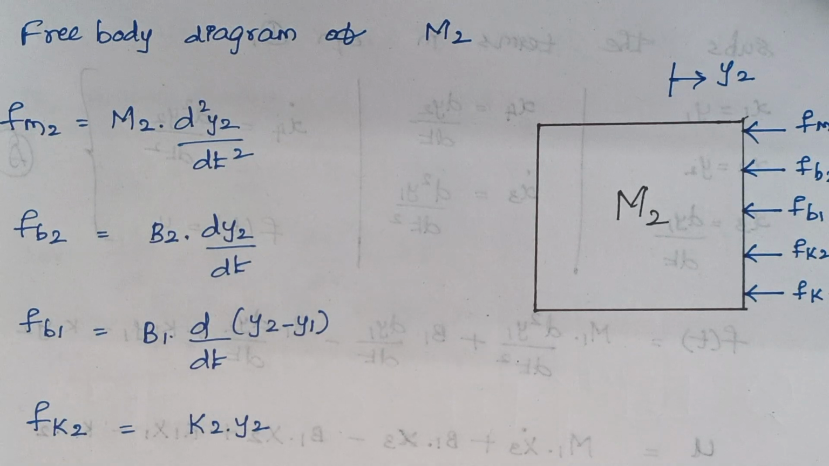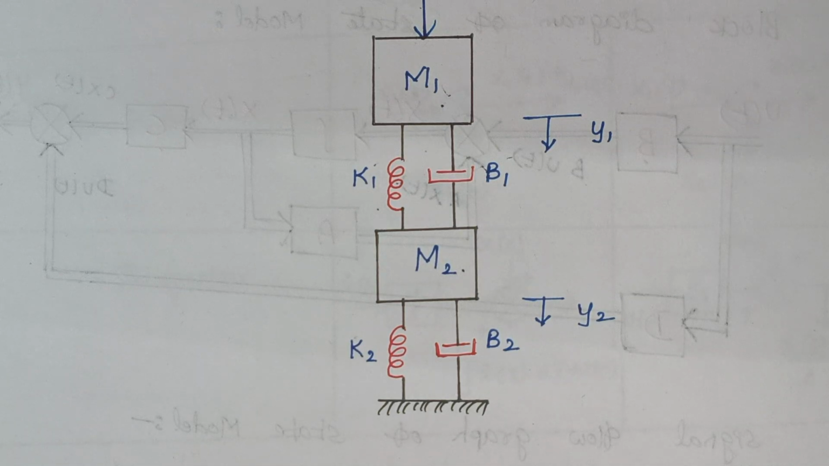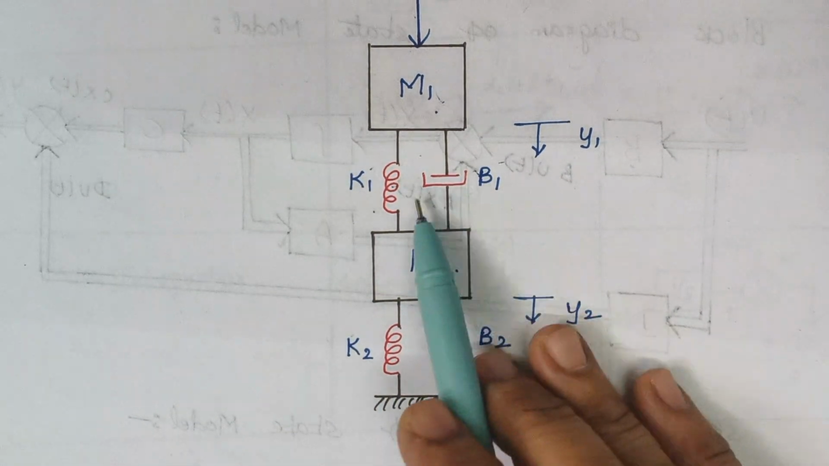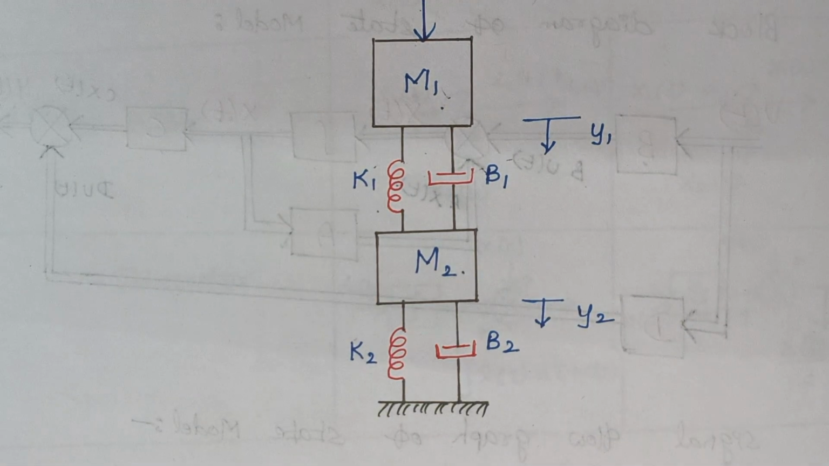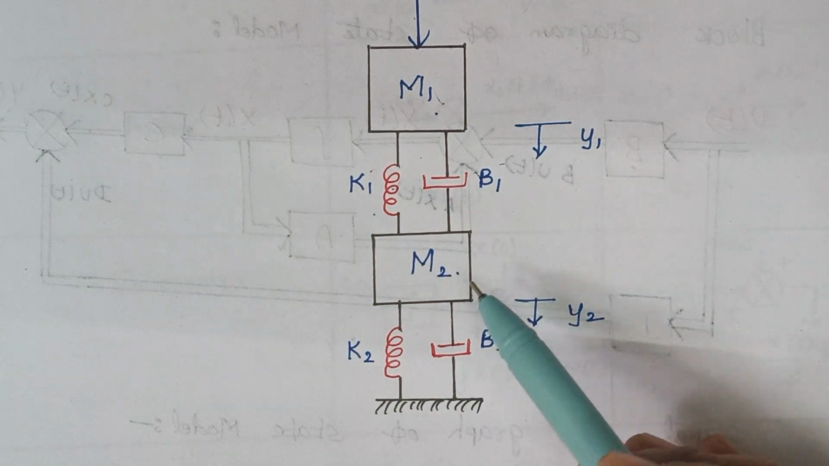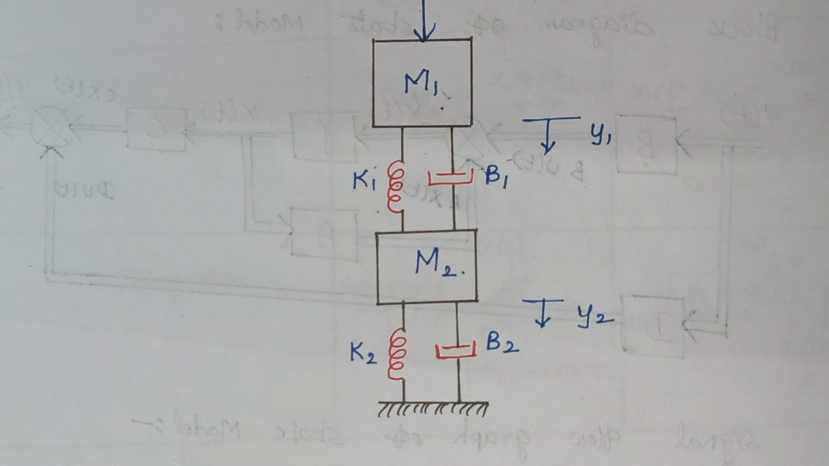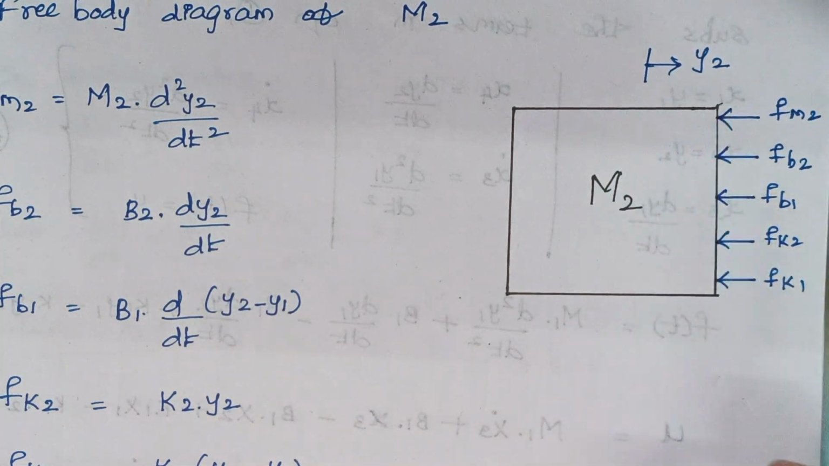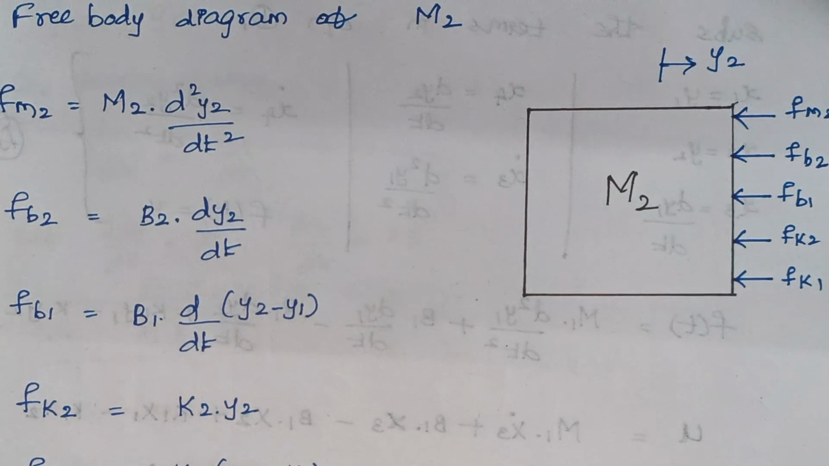Next consider m2. This is our m2. Just count the number of elements connected to m2: 1, 2, 3, 4. So totally 4 elements are connected, and totally 5 forces will be present, because apart from these 4 elements, another force will be created by our mass m2. These are the 5 opposing forces and the respective displacement is y2. So write down the expressions as usual, the same thing.